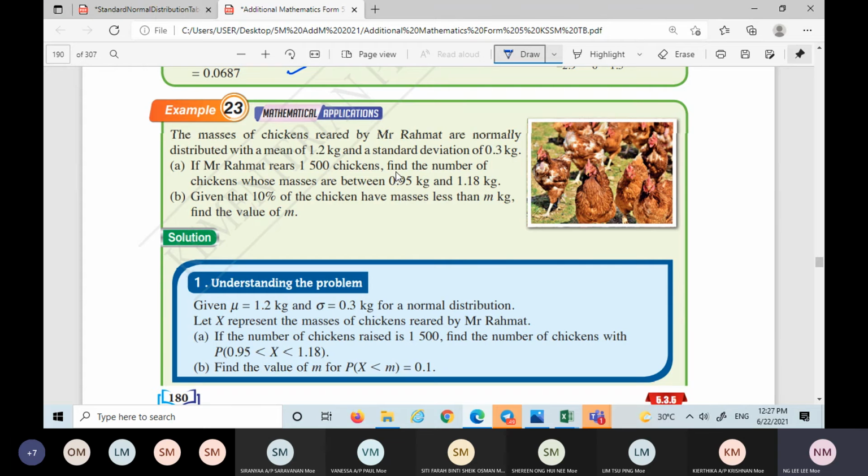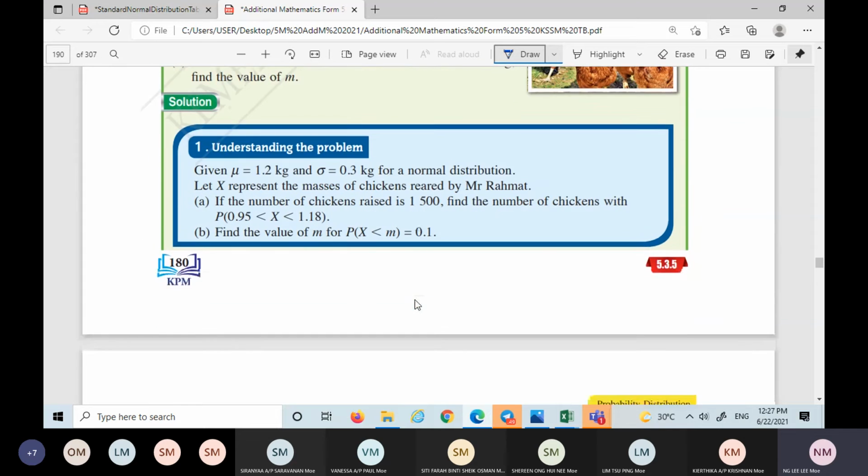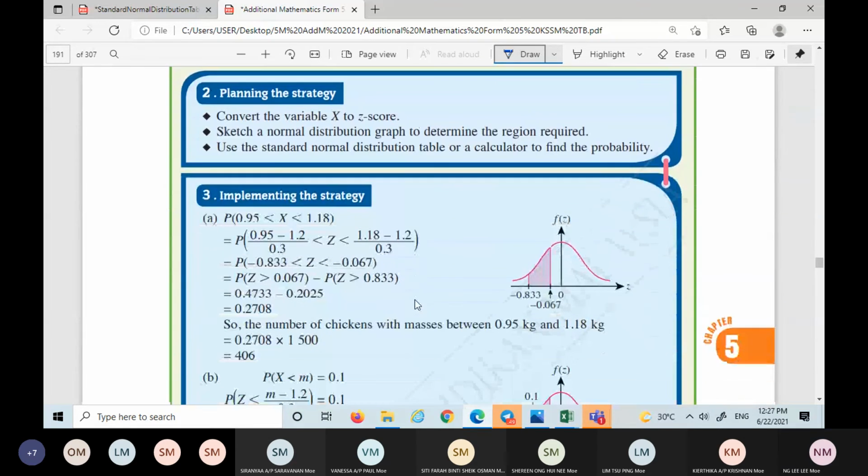Before you find the number, you find the probability first. After you get the probability, times it with 1,500, then you will get the number of chickens whose mass is between these two. So first, find the probability that x is between 0.95 and 1.18. Then change to z-score by minus mu divided by sigma.